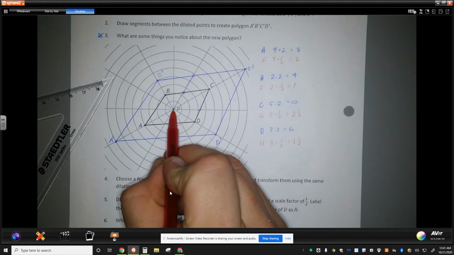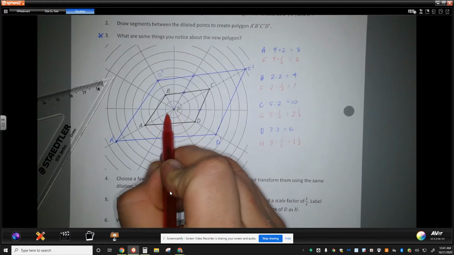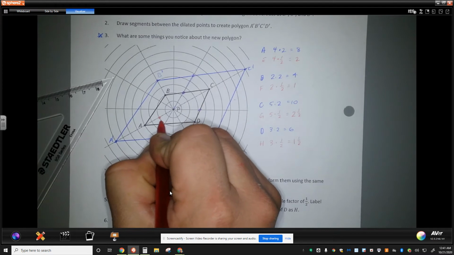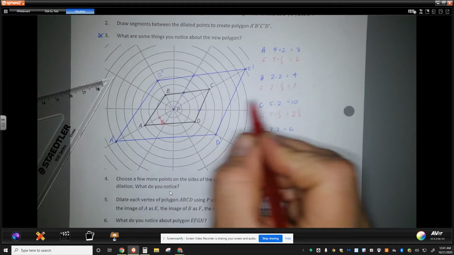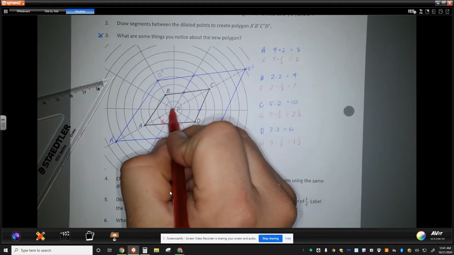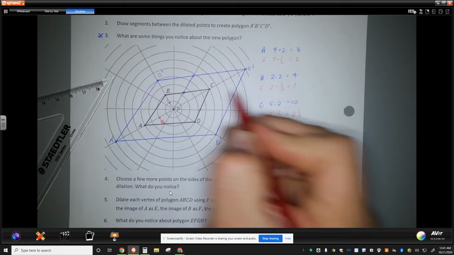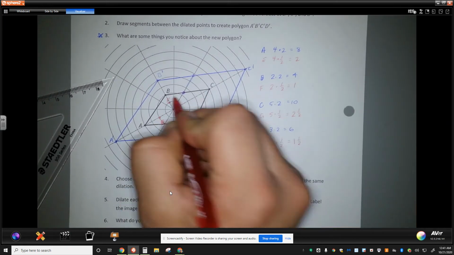So going from P to A, we saw it was 4 units. Now we're scaling back to 2 units. So we're going to call this one point E. And then we're going to go to B, which goes from 2 units to 1 unit, just half the distance out to B. This is now point F.